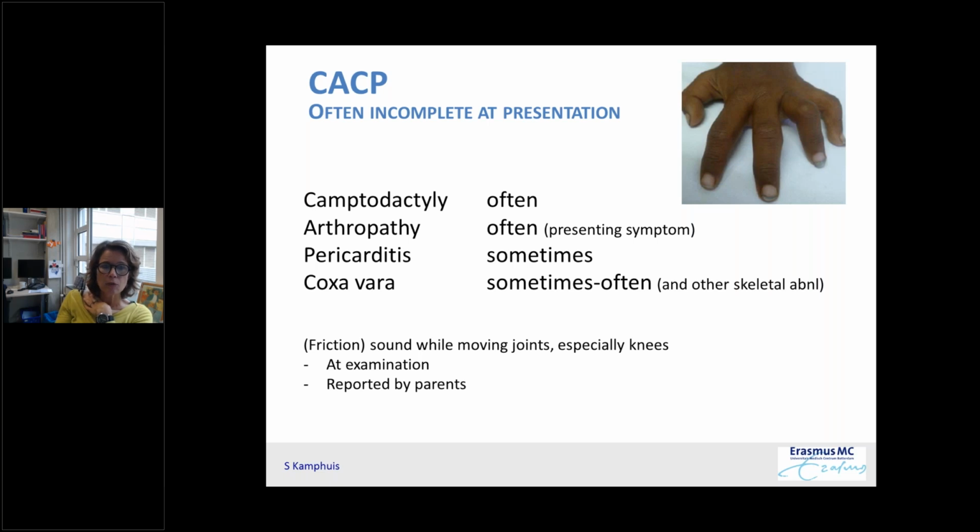As I said, it's often incomplete at presentation. This is almost always universally present at the moment that they present to you, because this happens early in life and the arthropathy only develops later in life. But now, as we recognize it better, you can see even within families that the severity really can vary.